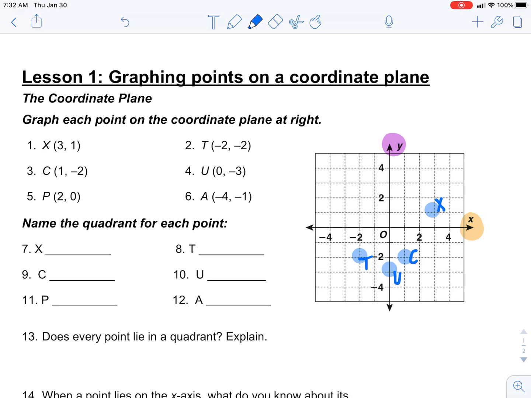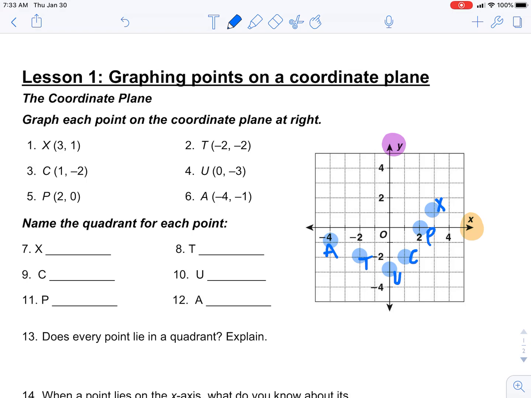Point number 5, letter P, is the opposite of point U. So we start with the x value of 2, so we go 2 spaces to the right. And because there's a 0, we don't go up or down, we just place it on the x-axis. And we call that point P. And the last point, point 6, is (-4, -1). So we're going to start at the origin, go 4 spaces to our left for the negative, and 1 space down, and that's point A.